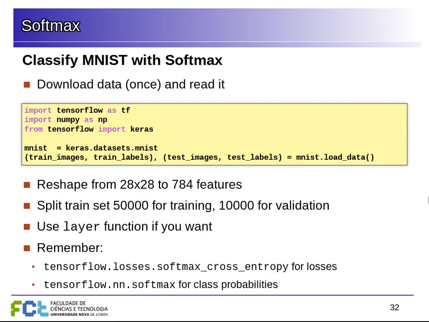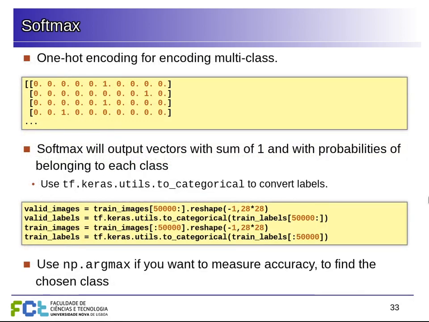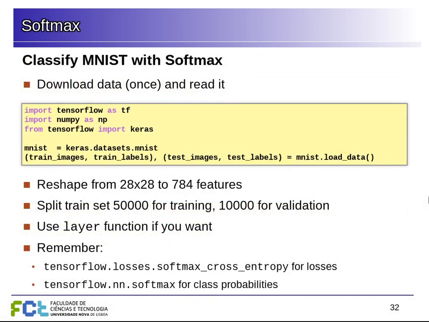Use 50,000 for training and 10,000 for validation, and you can leave the test set. So basically the training set here is 60,000 images. We can use 50 for training, 10 for validation, and then you can test at the end if you want in the test images.